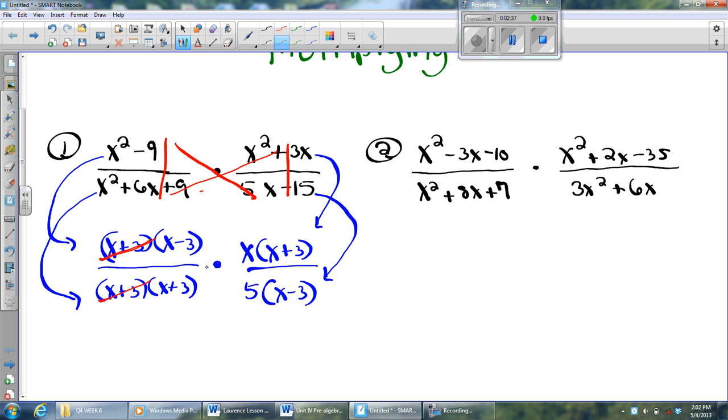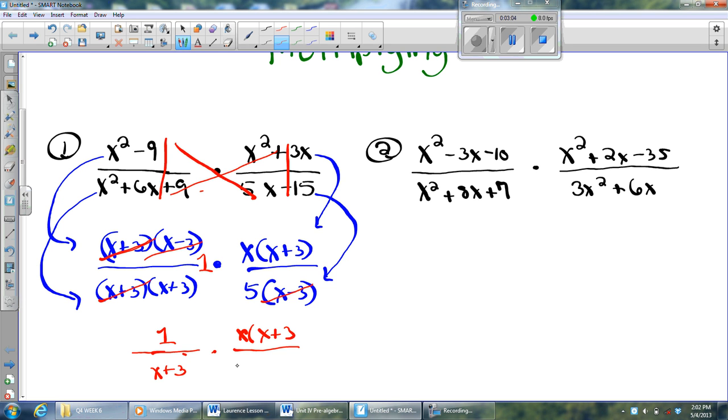Now I'm going to check down to the right. And look, I have an x minus 3 and another x minus 3. So now my left fraction has become plain old 1. It really looks like this: not 1 over 1, silly Mr. Lawrence. 1 over x plus 3 times x times quantity x plus 3.